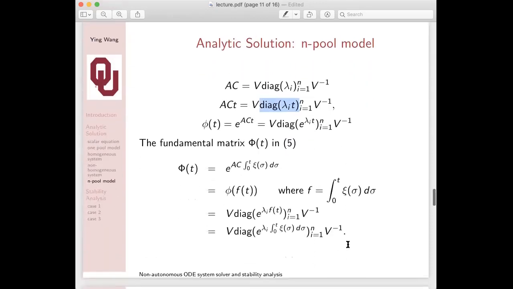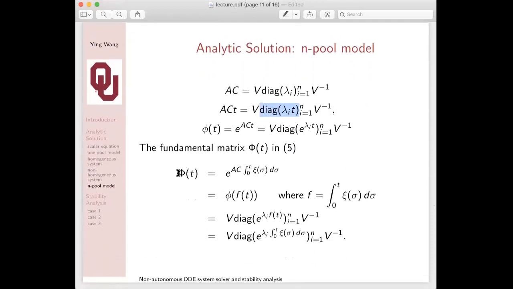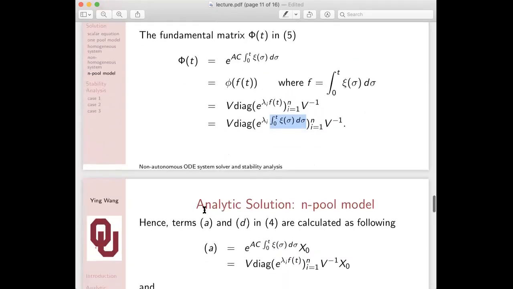Okay, once we have small phi, we can calculate our capital phi. Remember, our capital phi is nothing but small phi, but instead of t here, we have this more complicated function. Now we call this f. So the capital phi is just V times the diagonal matrix, where whenever we see a small t here, that will be f here. And here, just spell the f out. Now we have the fundamental matrix phi for the associated homogeneous system. Then we can write down the solution.